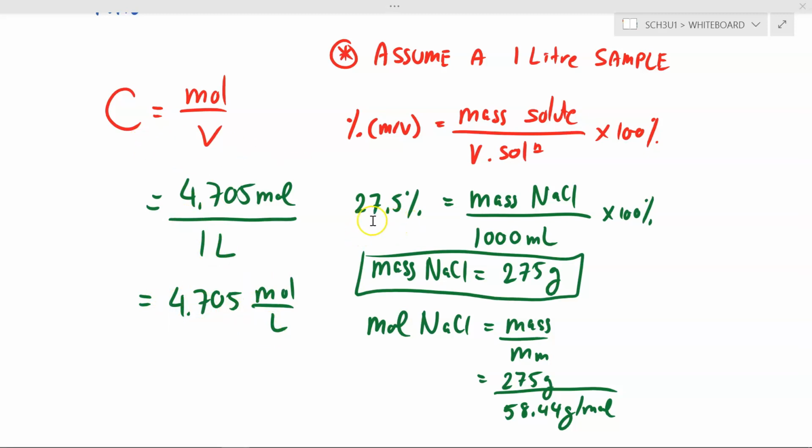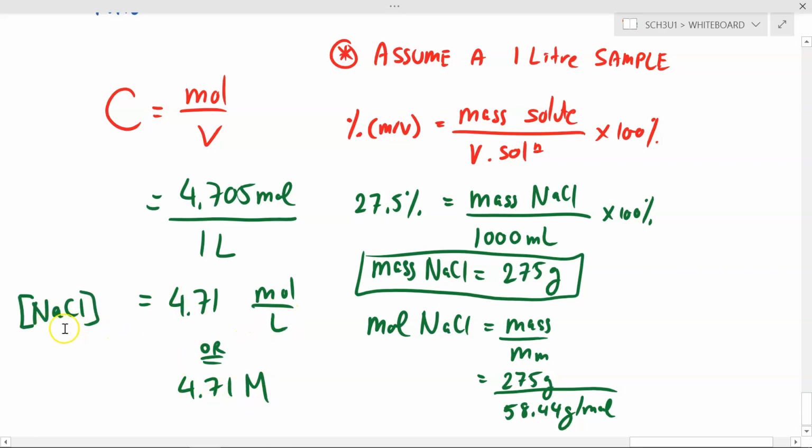But because we're dealing with 3 sig figs, this should actually be a 4.71. Alternatively, I can just write down 4.71 capital letter M instead of the moles per liter, and this of course is my sodium chloride molar concentration.